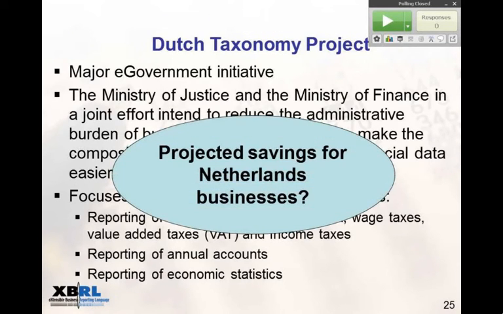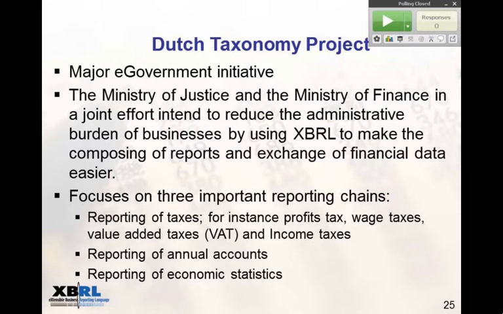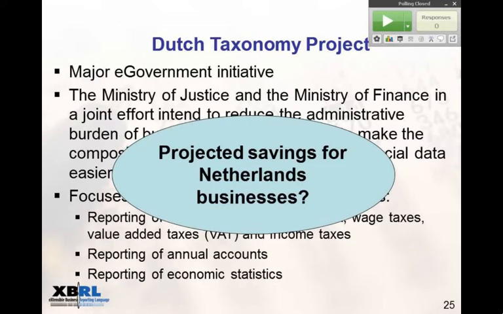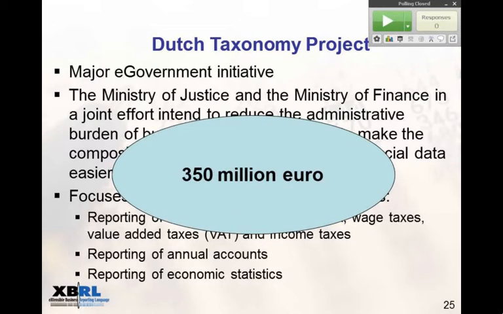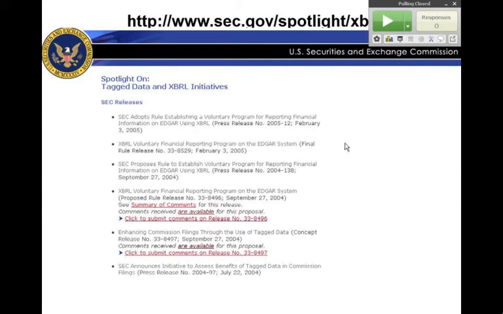Okay, and now this one I want to just go back to. Do you remember the story that I said about the Dutch initiative? The Dutch initiative is basically bringing together 3 of the ministries to require the same things and simplify dramatically what they require. So it was a major e-government initiative of the Dutch. The Ministry of Justice, the Ministry of Finance, in a joint effort intended to reduce the administrative burden, focus on 3 reporting chains: reporting for taxes, reporting for annual accounts, and economic statistics. And basically they brought those things together. They claimed that the savings in the Netherlands was 350 million euros. Actually, now they say it is larger than that.